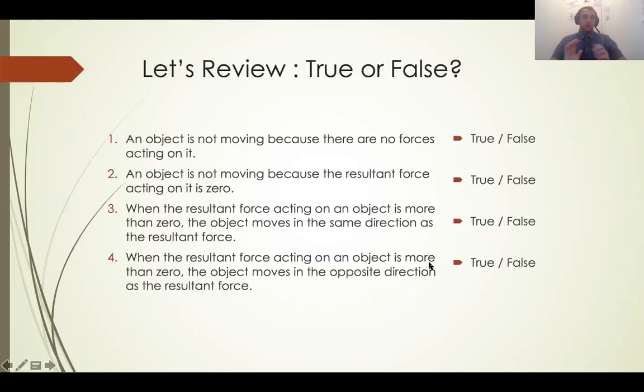To review what we have done last class, let's have a look. Number 1, an object is not moving because there are no forces acting on it. Number 2, an object is not moving because the resultant force acting on it is 0. Number 3, when the resultant force acting on an object is more than 0, the object moves in the same direction as the resultant force. And number 4, when the resultant force acting on an object is more than 0, the object moves in the opposite direction as the resultant force.